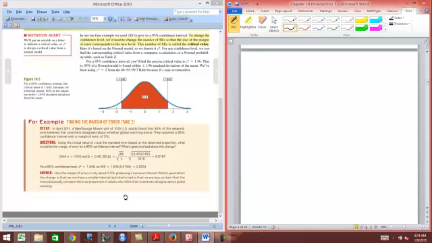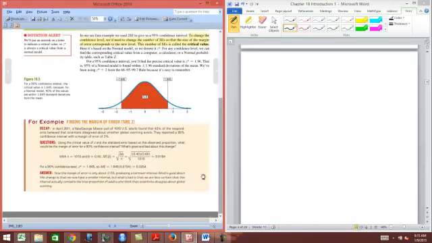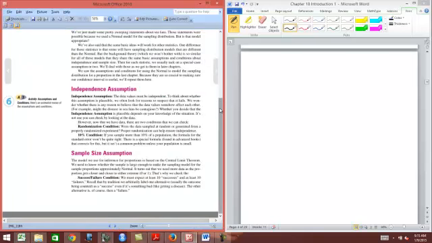Now the margin of error is only 2.5%, producing a narrower interval. That's good, but we have less confidence that this interval actually contains p. We're only 90% confident that it contains p as opposed to 95%. So, pays your money, you take your chances.